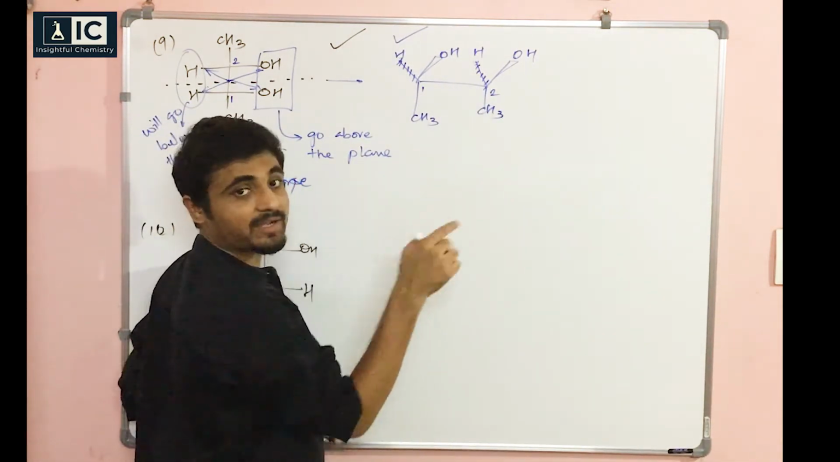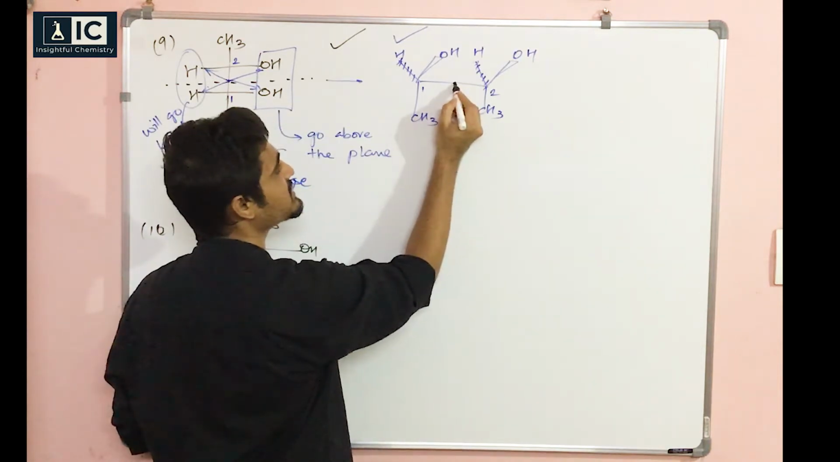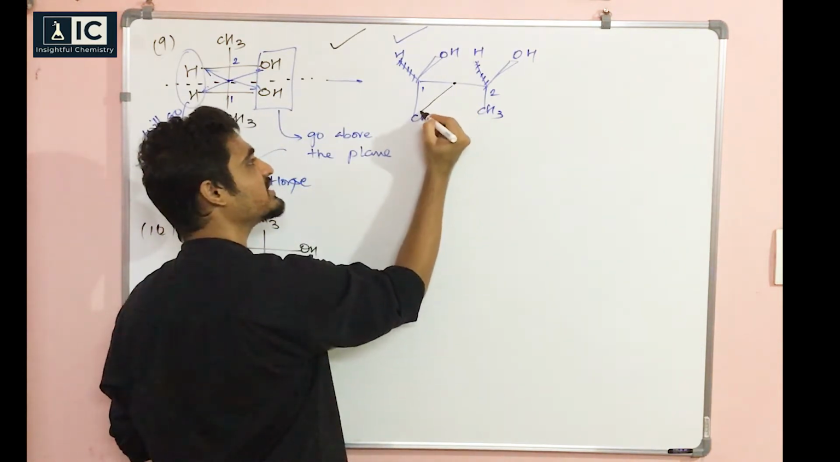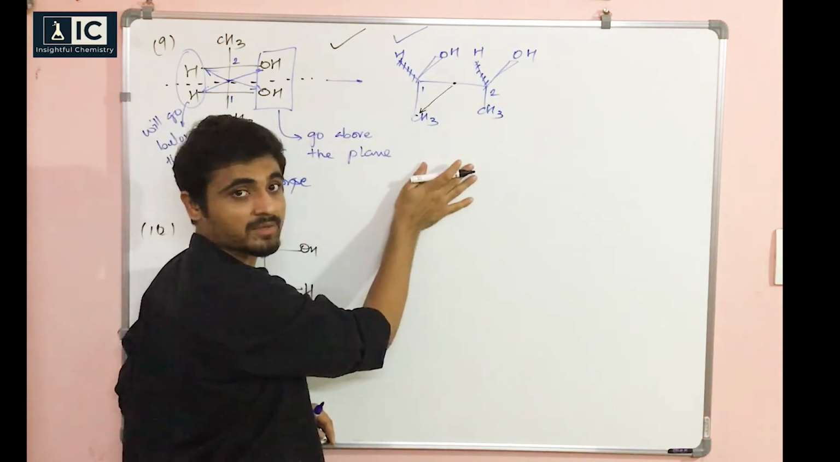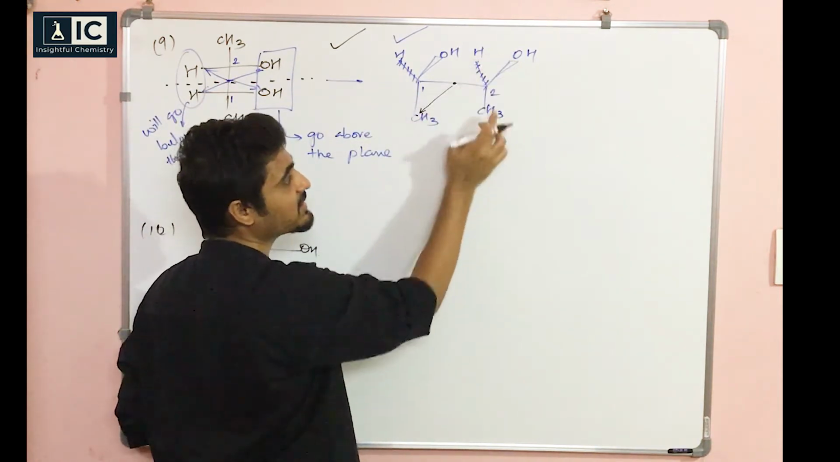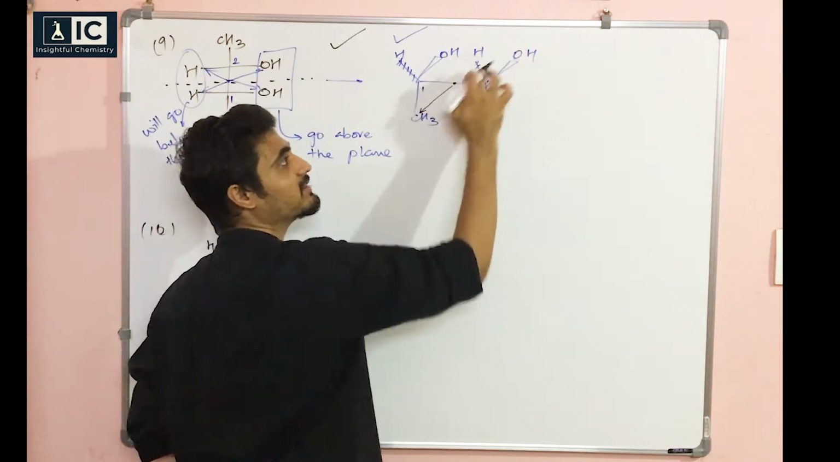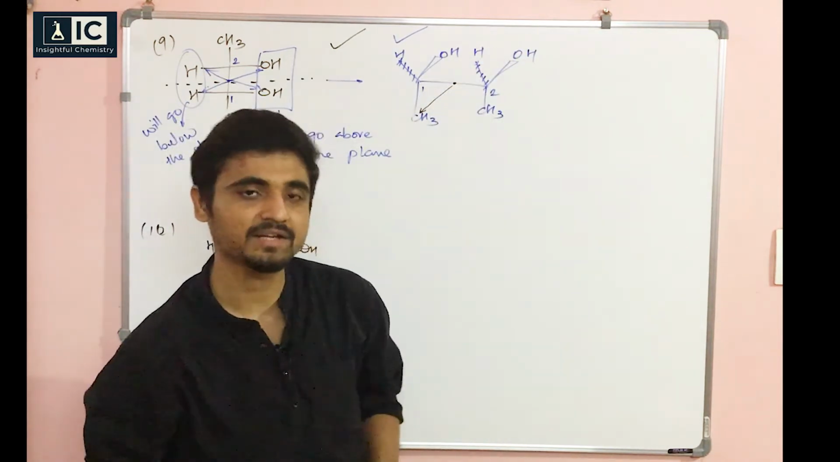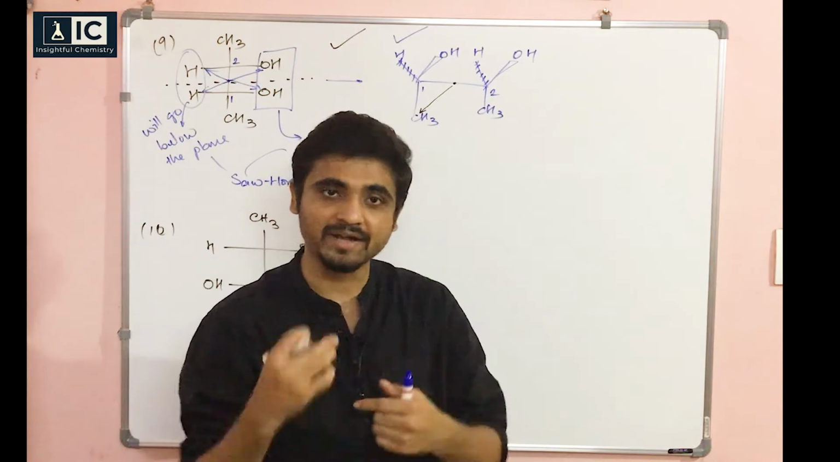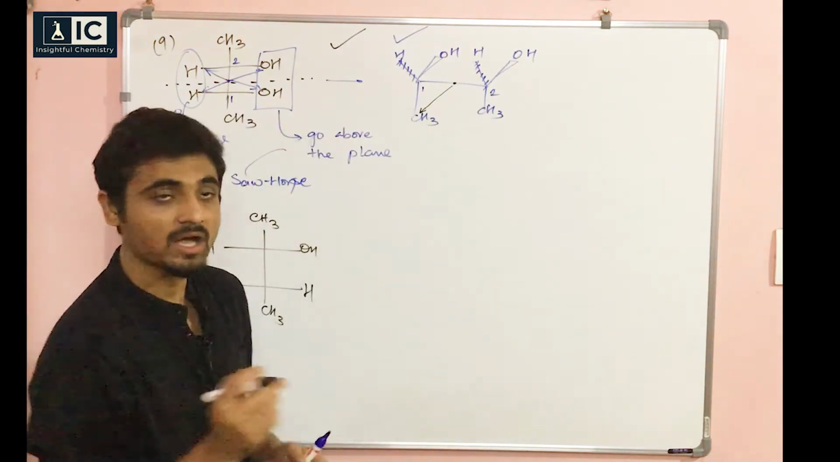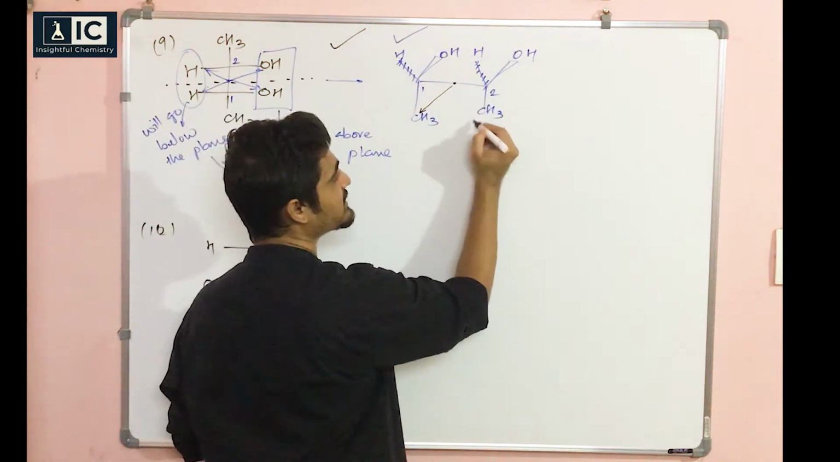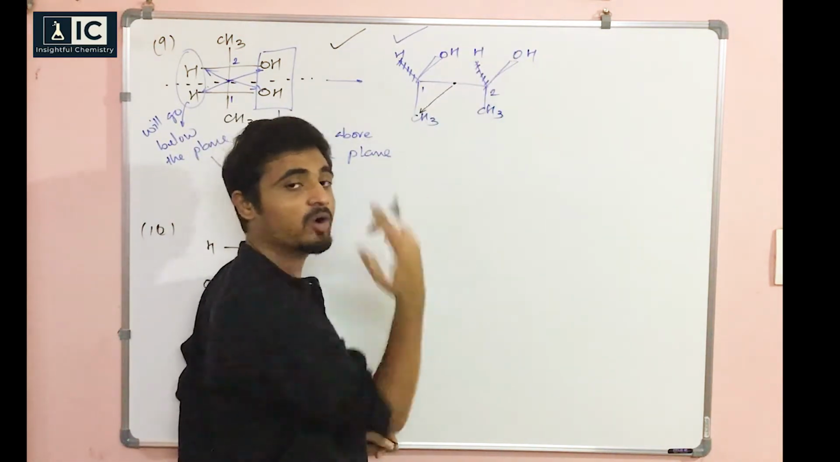To check center of symmetry, suppose this is the center. This CH3 is on this side, and this is in the plane of the board. I should have this CH3 here to check for center of symmetry, so we are going to arrange it accordingly. How am I going to do that? I am going to take this CH3 and put it here. How will I do that?